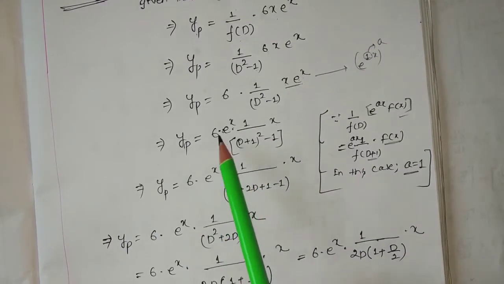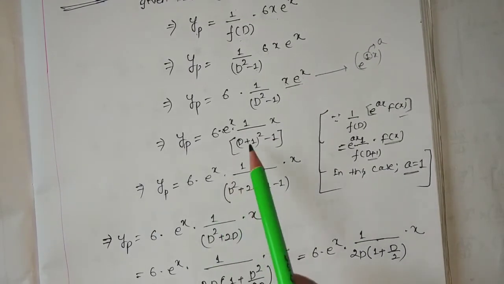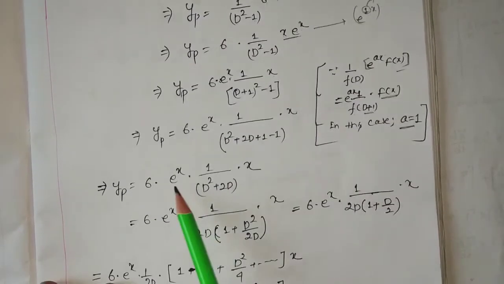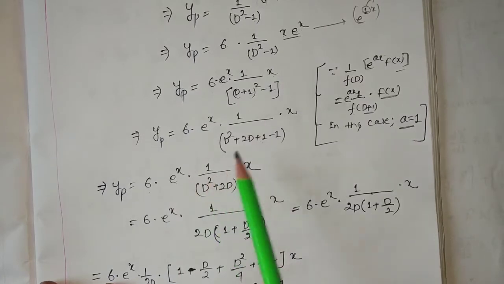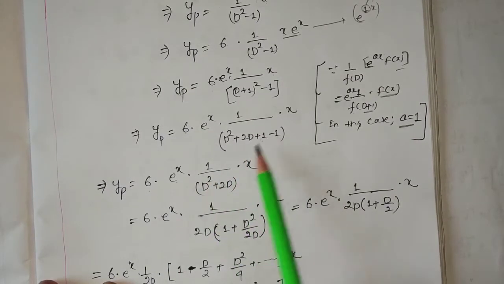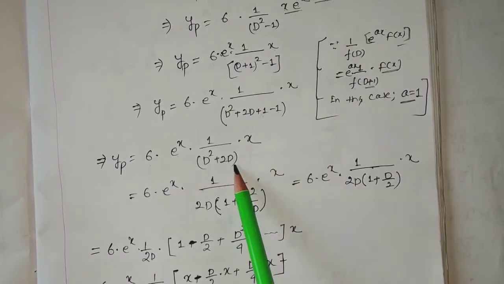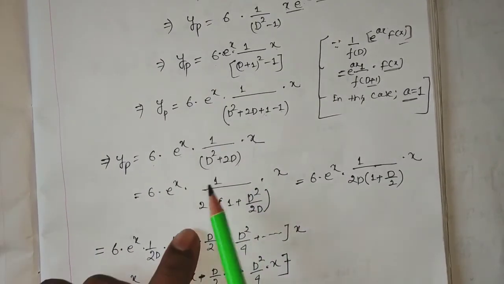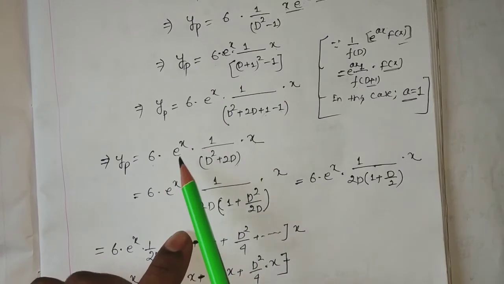So 6 e to the power x, (d plus 1) whole square is d square plus 2d plus 1, minus 1, into x. 6 into e to the power x, 1 by d square plus 2d. The 1 got cancelled, plus minus. So d square plus 2d into x. So here the e to the power x work has been over.